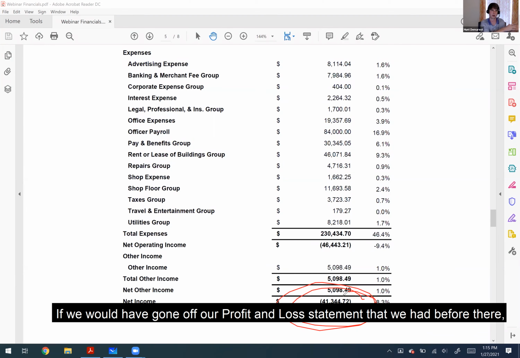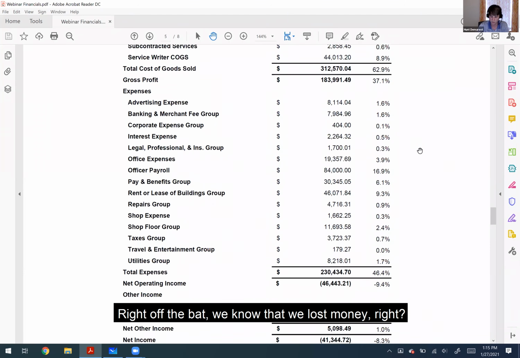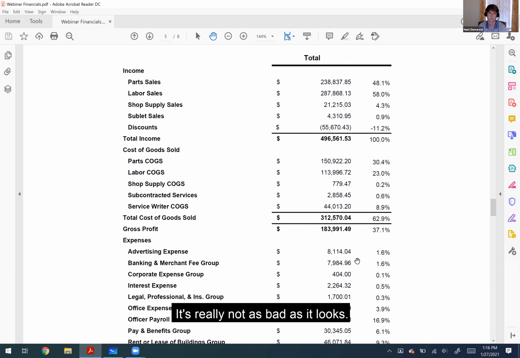If we would have gone off the profit and loss statement that we had before, it looked weird, it looked out of whack, but it actually showed that we were making money. When in reality, this was completely wrong, and we actually lost $40,000 on the year. Right off the bat, we know that we lost money, so we know we need to look at these financials. It's really not as bad as it looks.